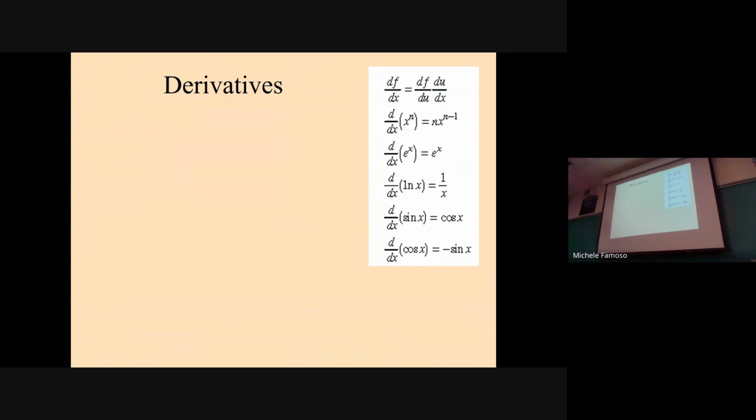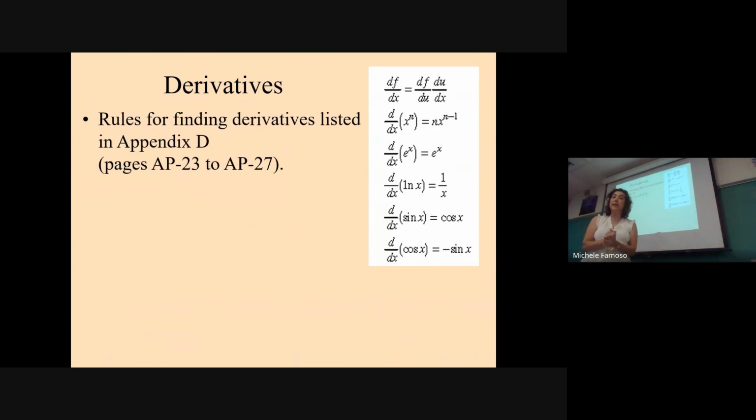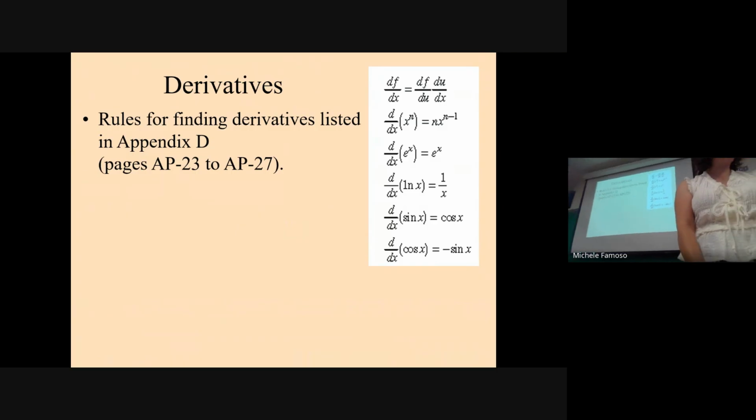So let's go over how these are read. You can also look at Appendix D at the back of your textbook, which will show you on pages AP 23 to AP 27 how to do these derivatives. But these equations are from your reference table, the pink sheets, which you have access to whenever you are doing a test or quiz and classwork.